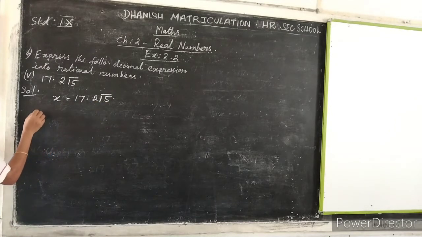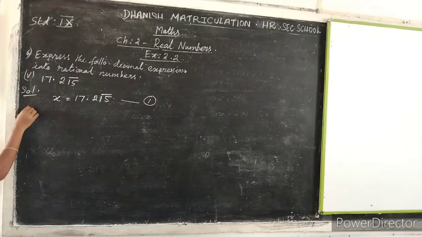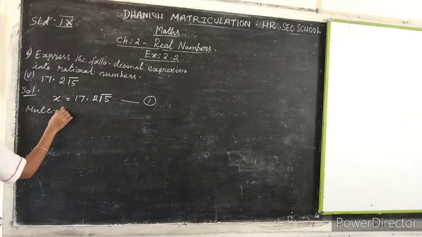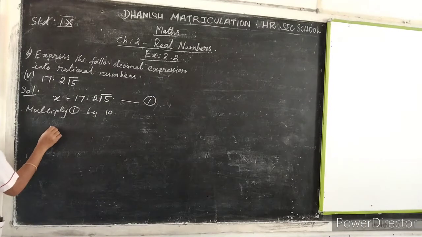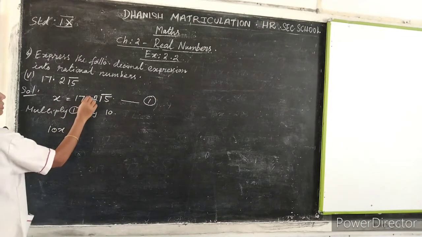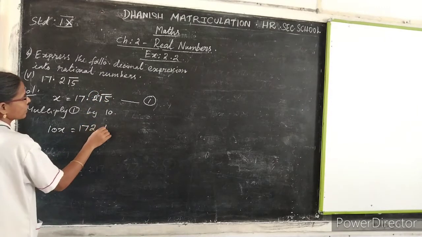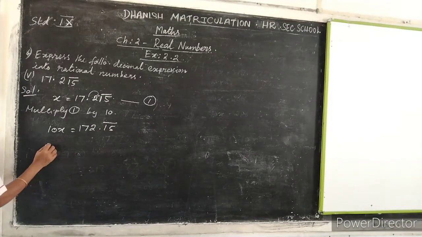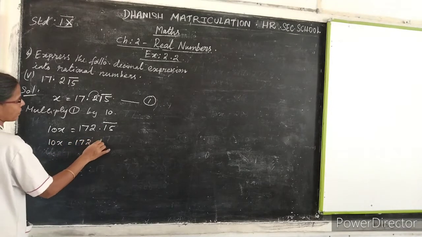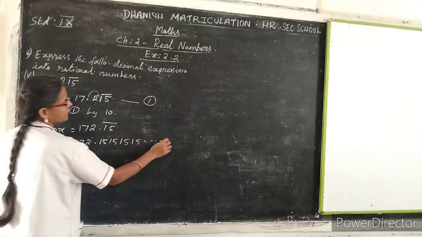First multiply this x by 10. Therefore 10x is equal to, just move this decimal point from here to here. So 172.15 bar. Here two digits are the repeating elements. That means 10x is equal to 172.15151515 etc. This is our second equation.